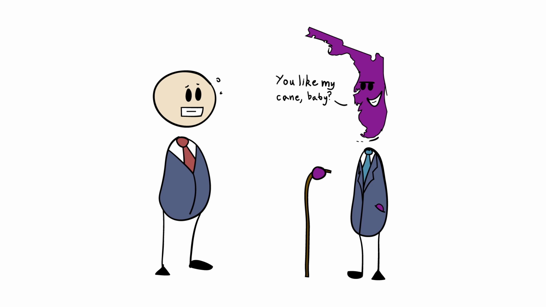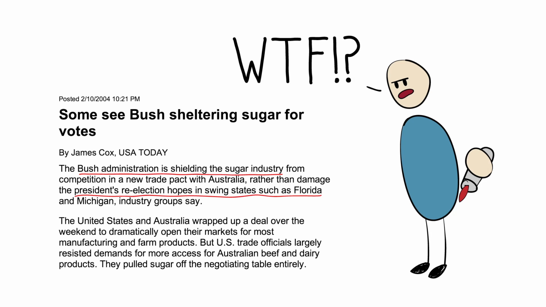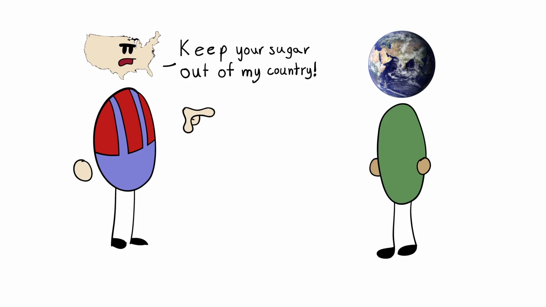And what keeps Florida happy? Sugar. In the months preceding the 2004 election, the Bush administration pulled sugar from a deal that opened up US and Australian farm markets. Why? Because old man Florida doesn't want to compete with Australian sugar, which costs significantly less. The US consistently shelters sugar from trade with other countries and subsidizes sugar to the expense of taxpayers.